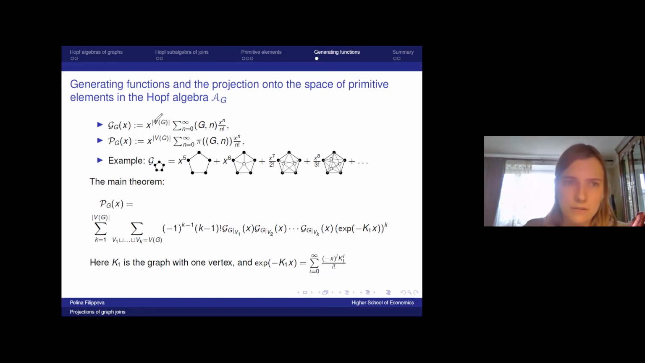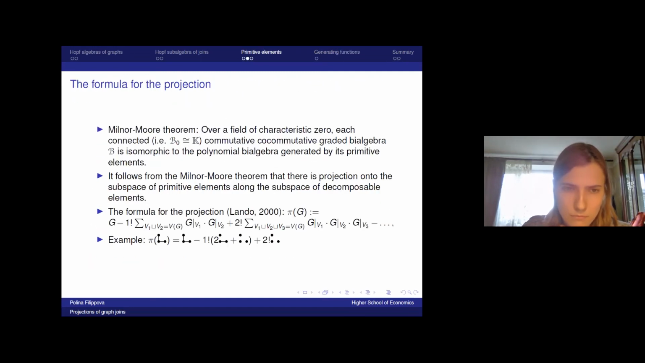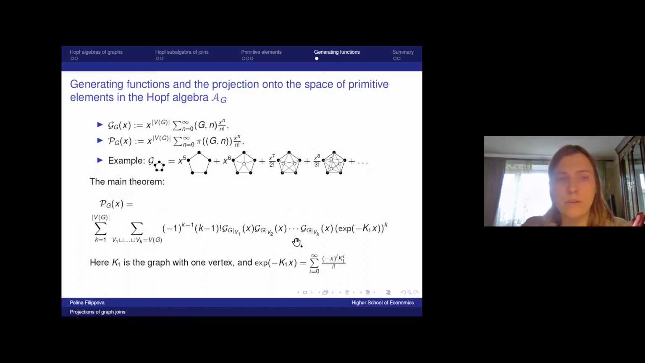I will remind that the formula for projections was like this. This is the formula for projection, and this is the formula for the generating function. So this is the main result, and it simplifies the process of computations, and maybe it has some other application, but which we don't know yet.